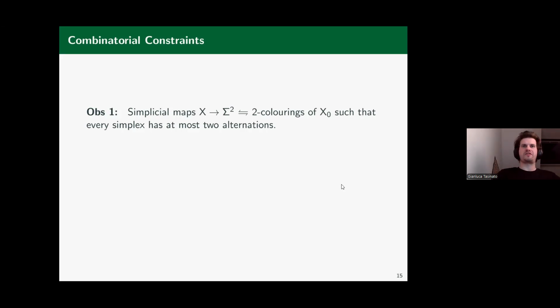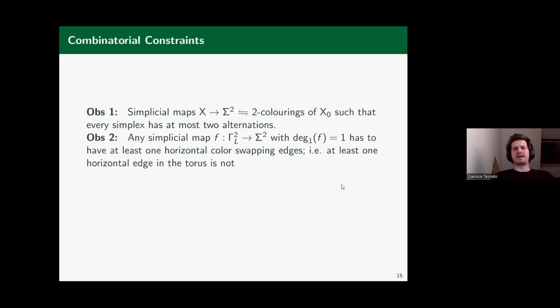The second observation that we can make is that for any simplicial map from the standard two-dimensional torus into sigma 2 such that the first coordinate is relevant, so the degree of the first coordinate is 1, that means that it is, in some sense, an essential coordinate. So we have that at least one horizontal edge is color swapping. What does it mean?